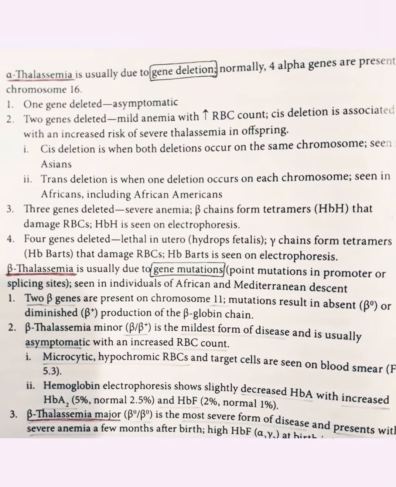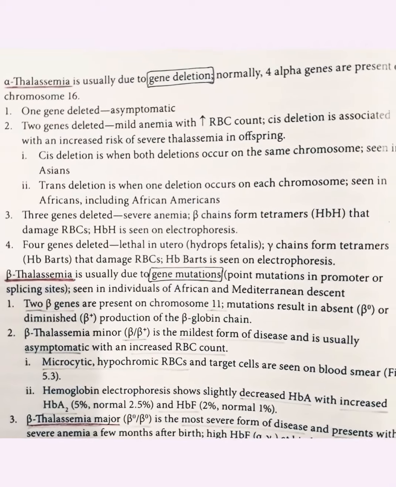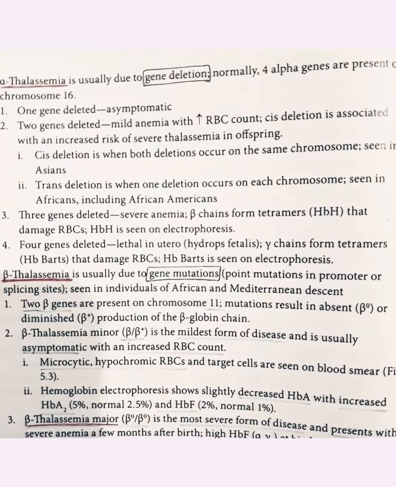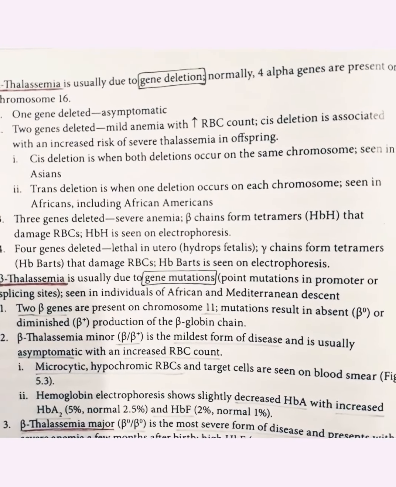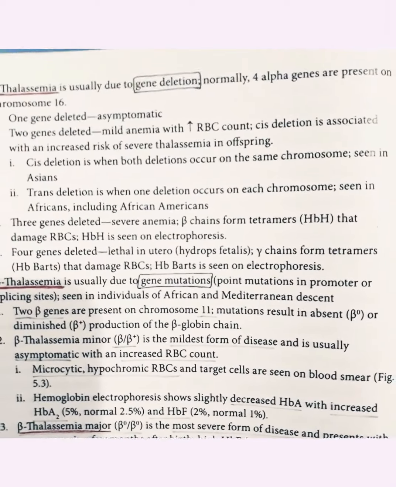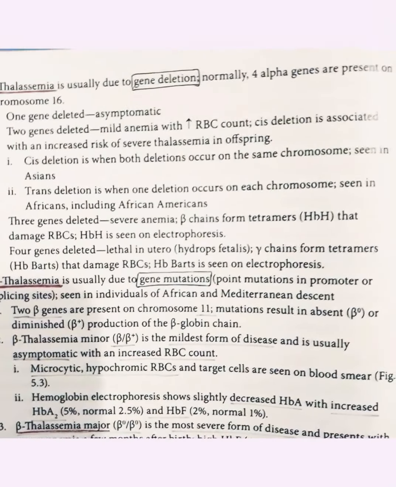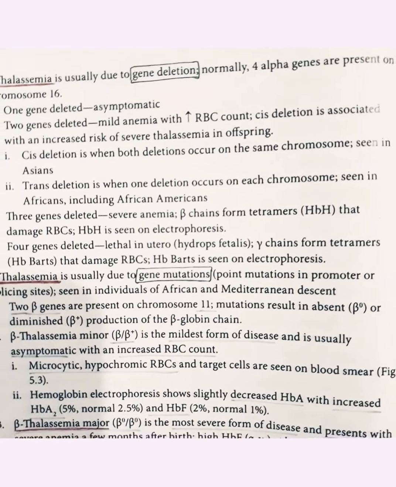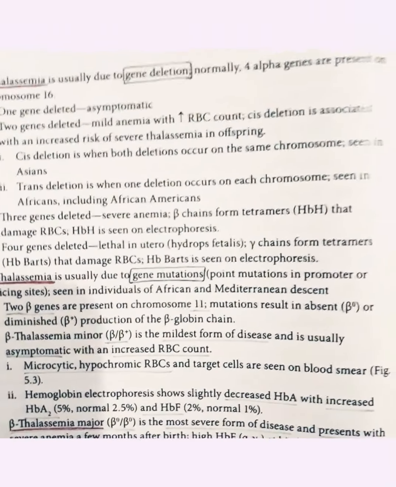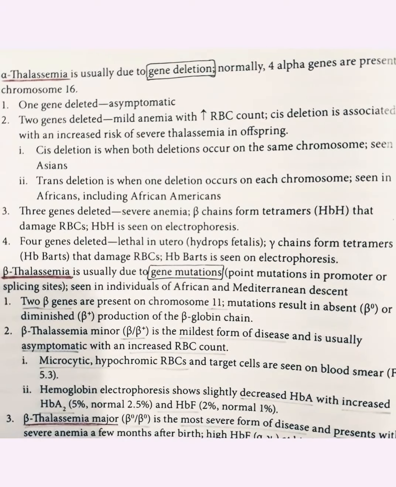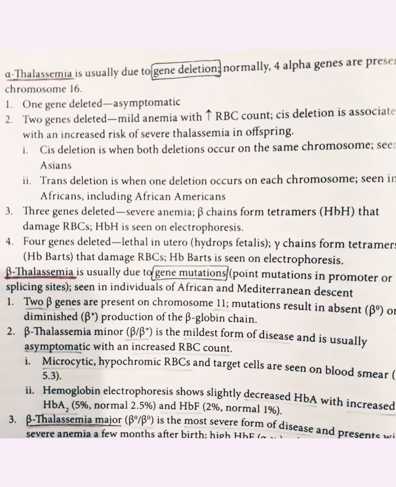4 genes deleted, lethal in utero, hydrops fetalis. Gamma chains form tetramers, Hb Barts, that damages RBC. Hb Barts is seen on electrophoresis. Here in this case, due to not enough alpha chains, gamma chain is added to gamma chain and forms a gamma chain tetramer, Hb Barts. Hb Barts has 4 gamma chains.